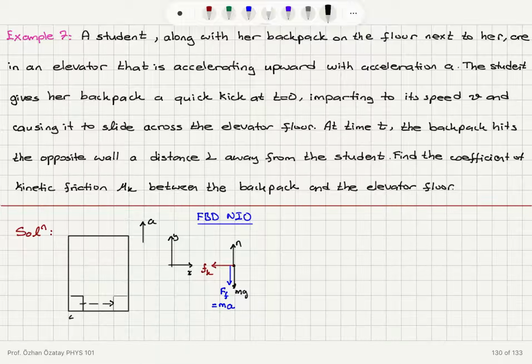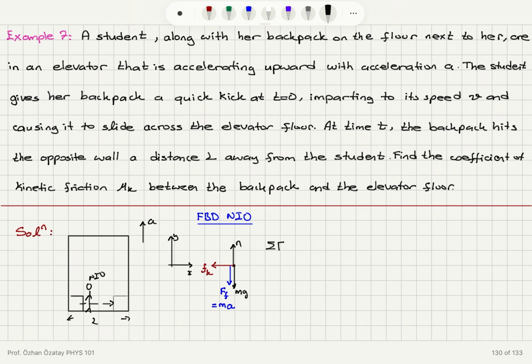So this travels a distance L to the other side, and we want to know the coefficient of kinetic friction. Let's solve it from the non-inertial observer point of view. The non-inertial observer is the student, who is in an accelerating reference frame. The student reports a normal force acting on this object, the weight mg pointing down. Because it's moving to the right, there must be a kinetic friction towards the left, and because the frame is accelerating up, mass times acceleration pointing down, a fictitious force.